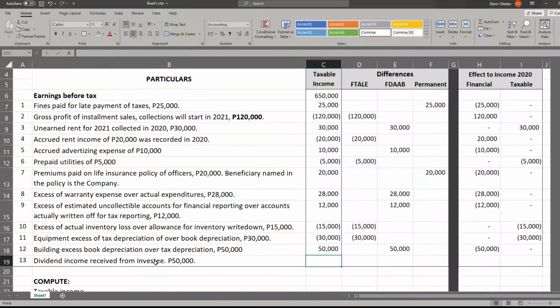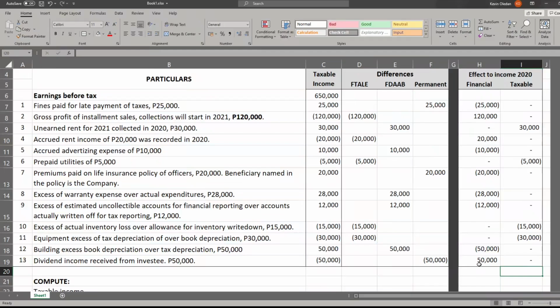Hindi siya kasama. Pero nasama mo siya sa 650. It is something that I must deduct from my income. And at that, it is a permanent difference. It is an income that will never be added to my income in taxation. So, the effect is you added financial income that should not have been added for taxation. Kaya po, dinididuct natin siya dito.